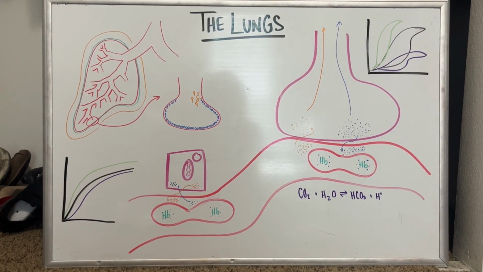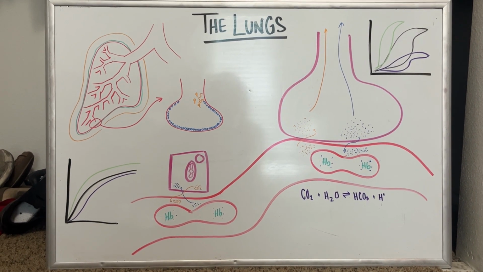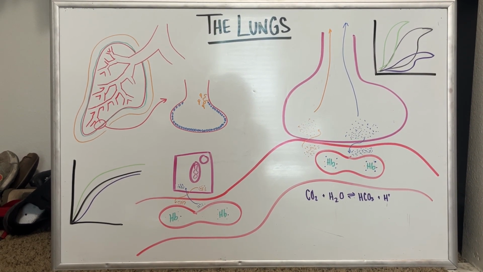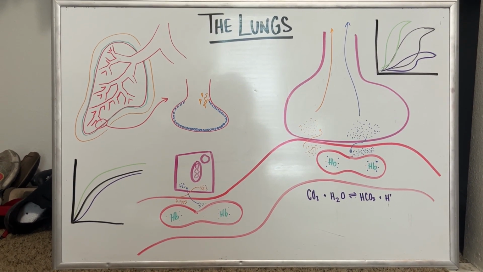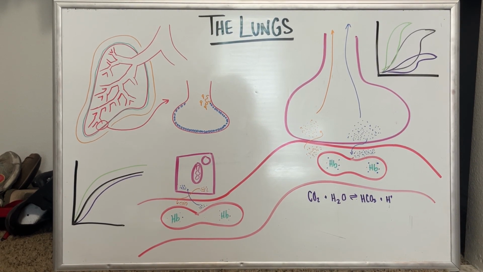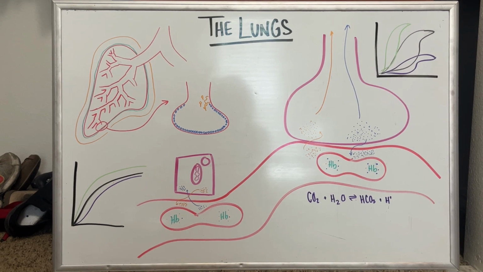Bicarbonate ions leave the red blood cells in exchange for chloride ions, a process called the chloride shift, maintaining electrical neutrality. In the lungs, when alveolar carbon dioxide pressure is low, carbon dioxide diffuses out of the blood into the alveoli. This reverses the carbonic anhydrase reaction within red blood cells, converting bicarbonate and hydrogen back into carbon dioxide and water, allowing carbon dioxide to be exhaled.